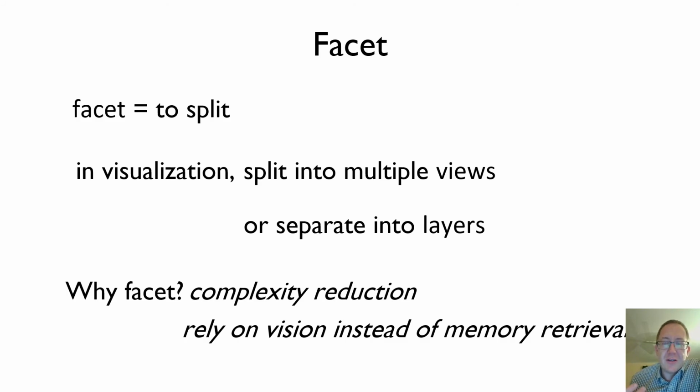In a visualization, you split your visualization into multiple views, or separate it into layers. So you can overlay layers, but you can also have two different views at the same time. This is also why the data and the visualization are different. How you represent data can be radically different. A whole bunch of different ways of representing the same data. And a facet allows you to see different aspects of the data at the same time.